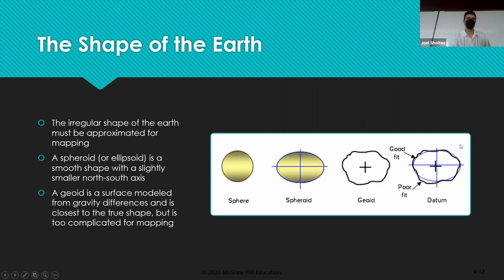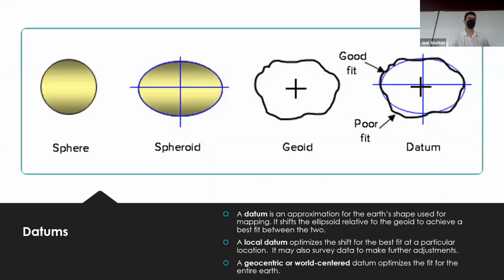And when we fit the shape to the planet, it's called a datum. There are different meanings of datums, but when we talk about a coordinate system datum, we're talking about fitting a shape to our planet. And that sets the artificial fit origin. That's going to be the datum of the planet. A datum is, in this case, an approximation for the shape used for mapping. This ellipsoid is shifted relative to the geoid, which is our planet, to achieve the best fit.